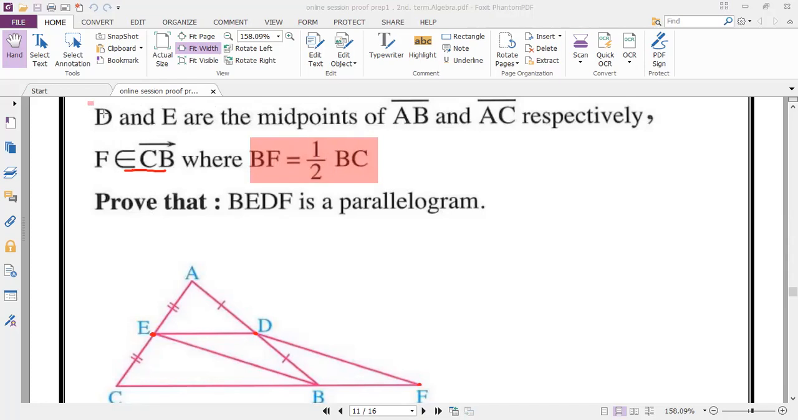So we have D and E are the midpoints of AB and AC respectively, and F belongs to CB ray, and I want to prove that BEDF is a parallelogram. Look here, just focus on this triangle ABC.